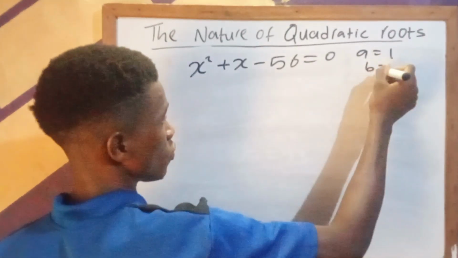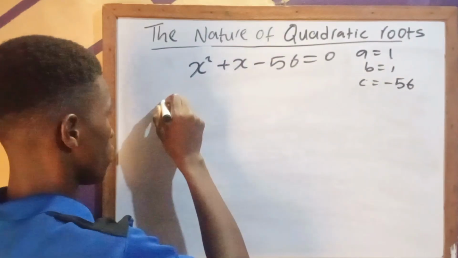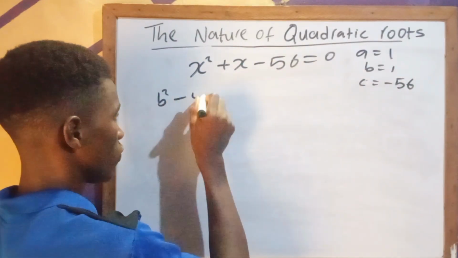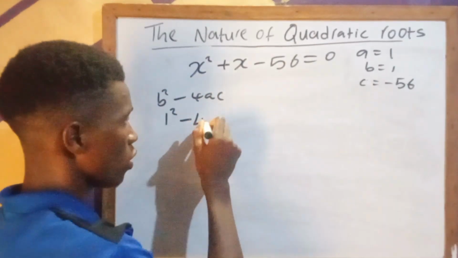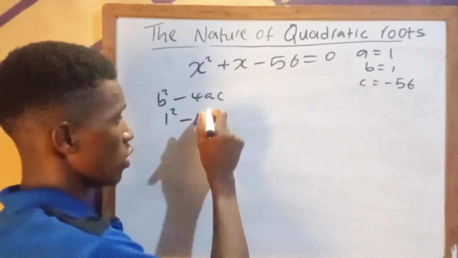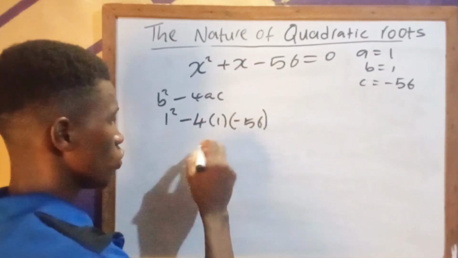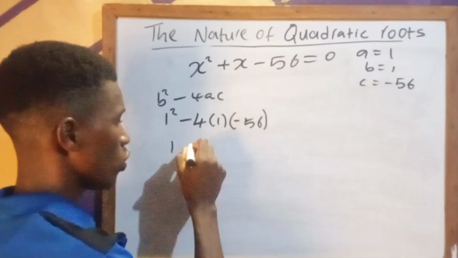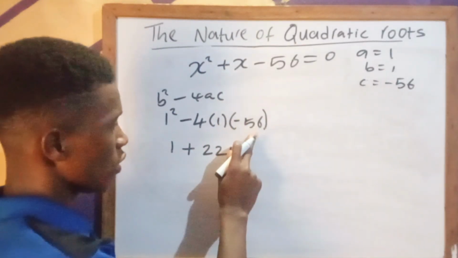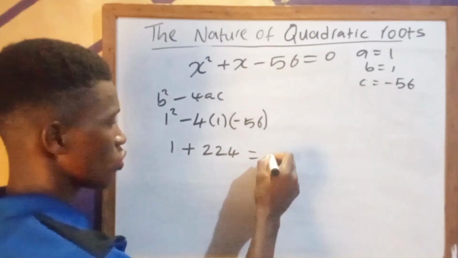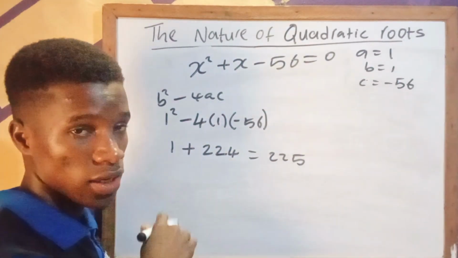1, b is equal to 1, c is equal to minus 56. So you can check the discriminant of this, which is b squared minus 4ac. So b squared is 1 squared minus 4 times a, which is 1, times c, which is minus 56. So this is going to give us 1 plus 224, which is 225. So you see that this 225 is greater than 0.